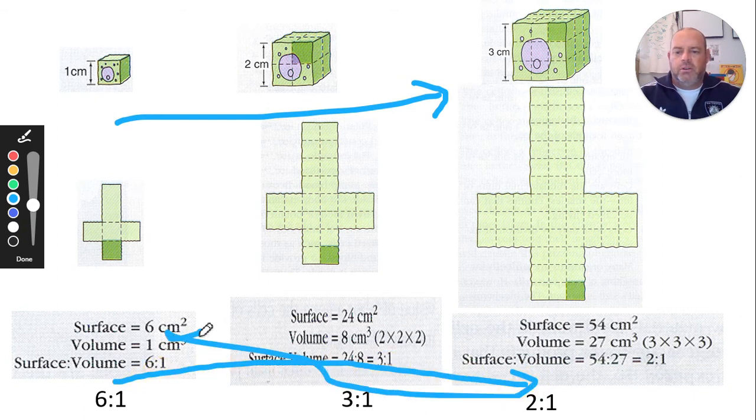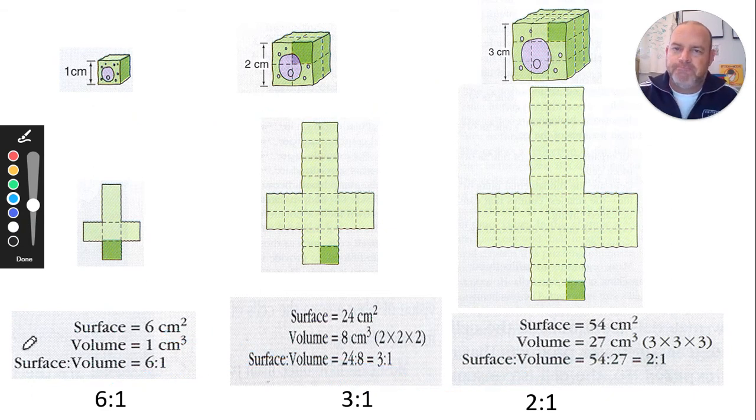So my question now is, does the surface area or the volume increase faster? Look at the numbers there from the small cube to the big cube. They're not going up at the same rate. The surface area and the volume are not increasing at the same rate. Which one is increasing faster? Pause the video if you need to, look at those numbers, and try to figure out, is it the surface area or the volume?